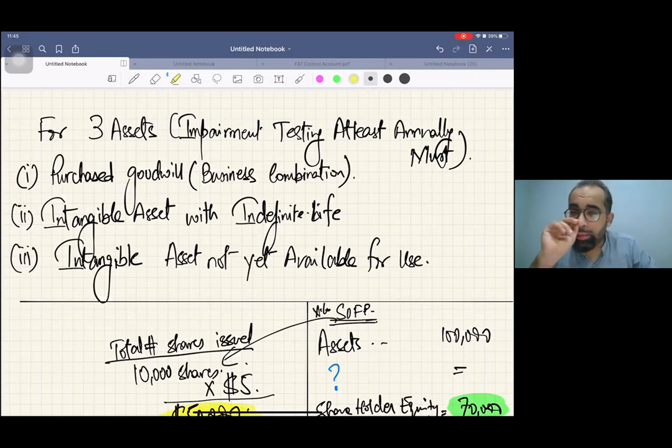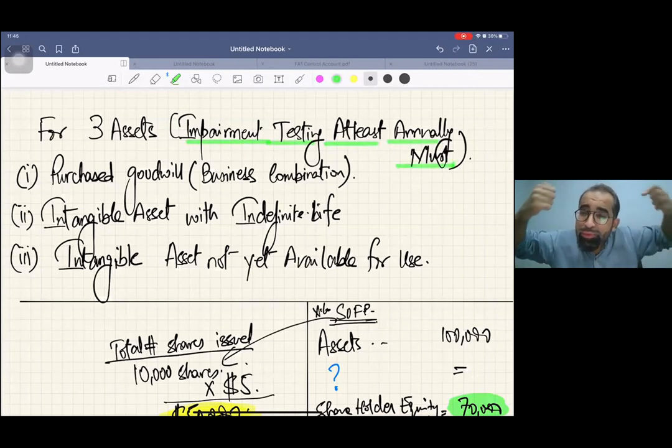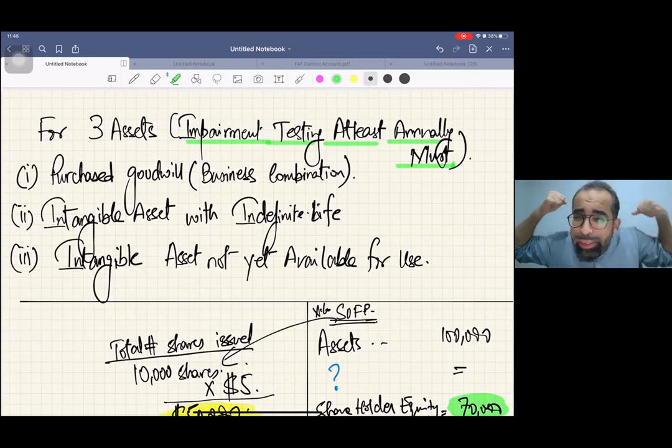But dear students, don't forget, there are three assets in this world. According to IAS 36, there are three assets for which impairment testing, look at the wordings, at least annually is a must, whether you get the hint or not. Even if you don't get any hint, still you have to do impairment testing at least annually for these three assets.